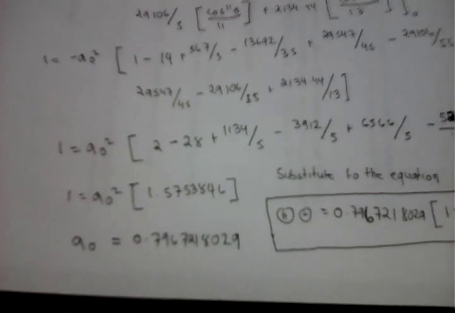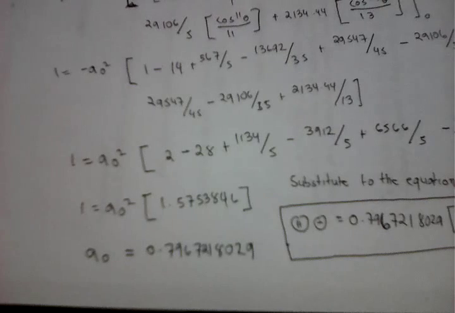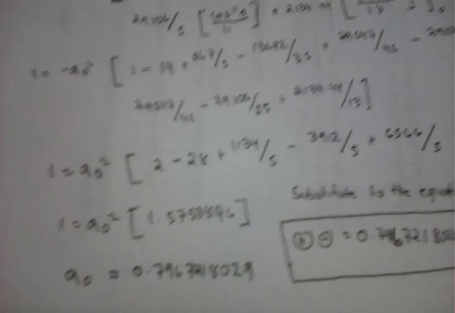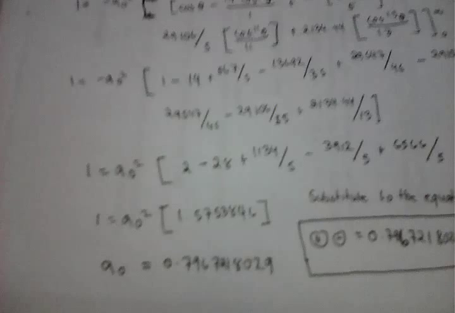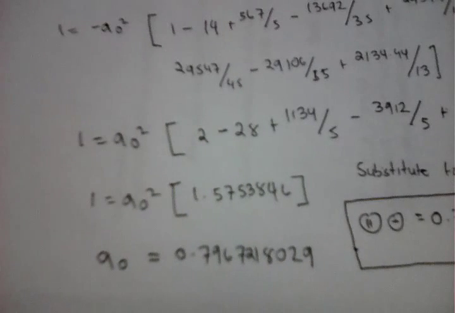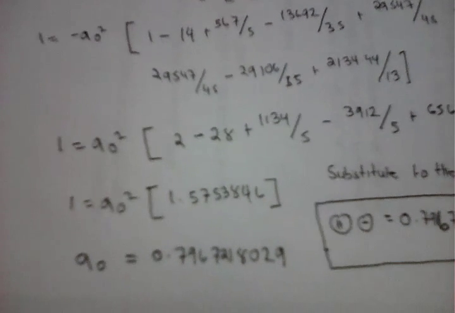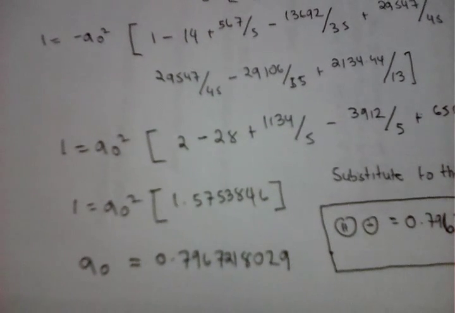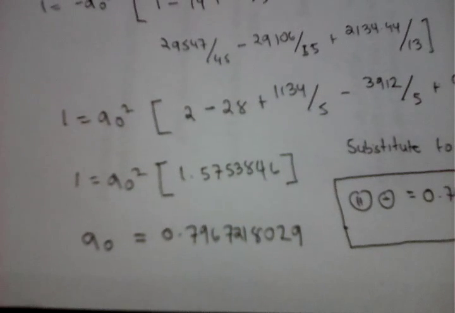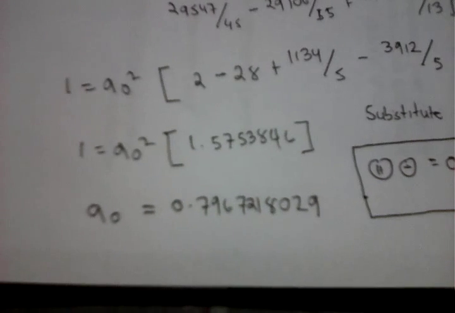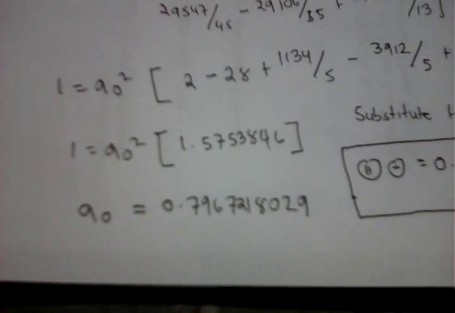Then combine it, so it is the equation, and then the a naught, so the equation will be 1 equals a naught squared times 1.5753846. So to get the a naught, like in the radial form, it should be the reciprocal of the answer and squared it. A naught is equal to 0.7967218.029. Then substitute to the harmonic equation that we use.